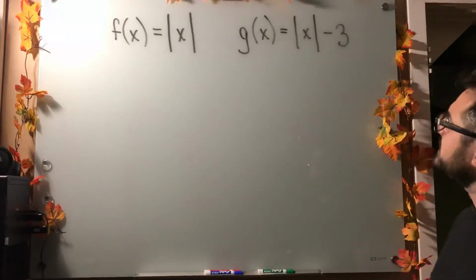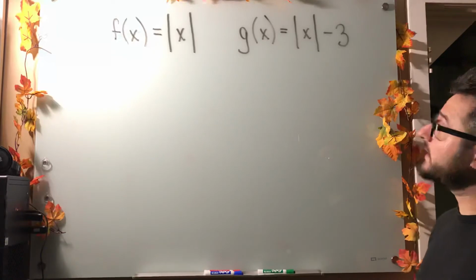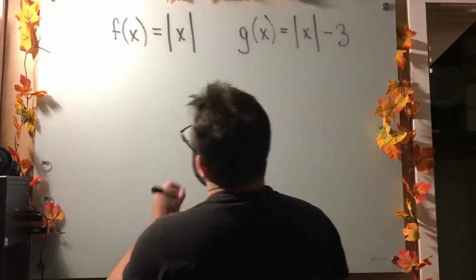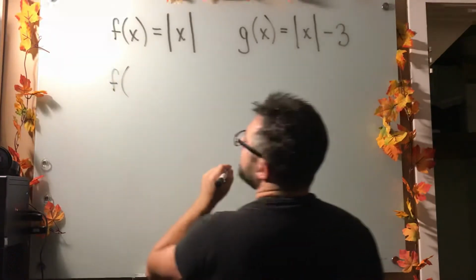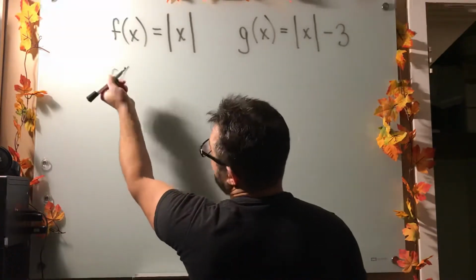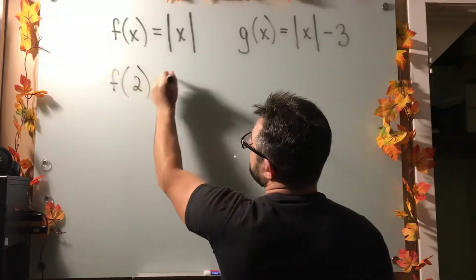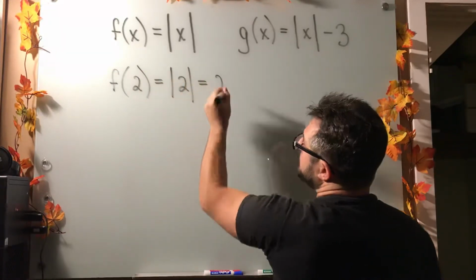Now, why is it that that creates a vertical shift as opposed to a horizontal shift, which we'll look at next? Well, here's an example. If I were to evaluate the original function at any x value, I would perform the operation, get the output.